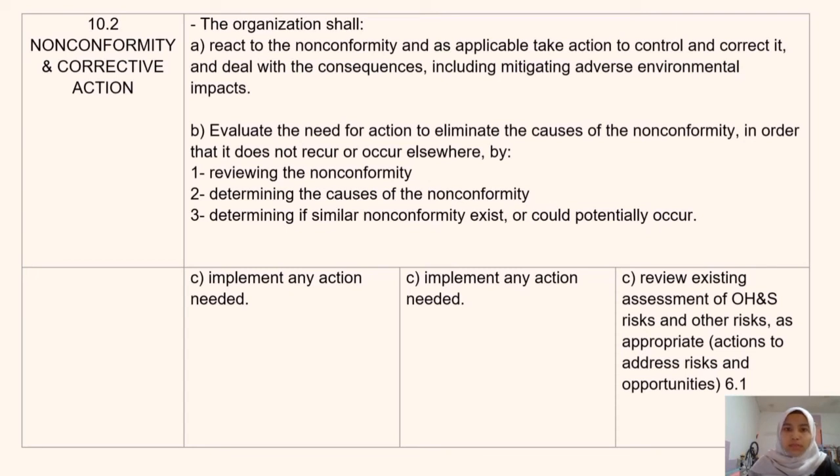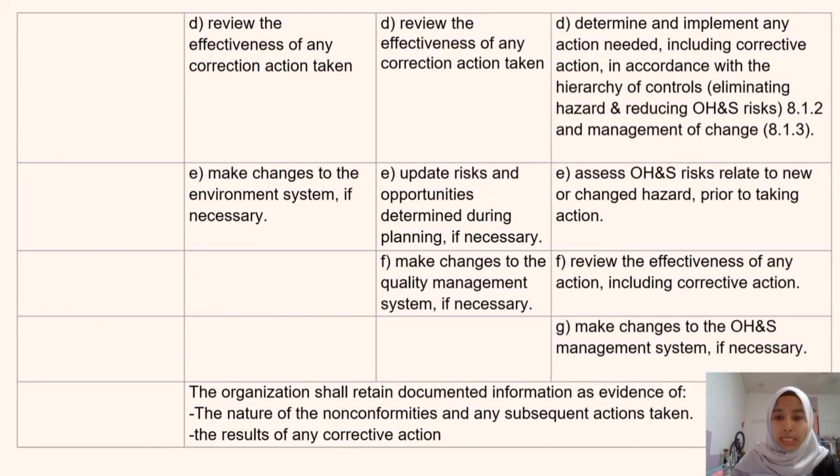Next, for the C, you can see that ISO 14001 and ISO 9001 are the same, which is we need to implement the actions needed. And for ISO 45001, it is reviewing existing assessments of OH&S risk and other risks. Okay, so as you can see here, for D until G, actually it's quite similar, but there is some additional info for ISO 9001 and ISO 45001. But I can conclude here, actually they are the same, where after implementing any necessary action, they need to review the effectiveness and make the corrective actions.